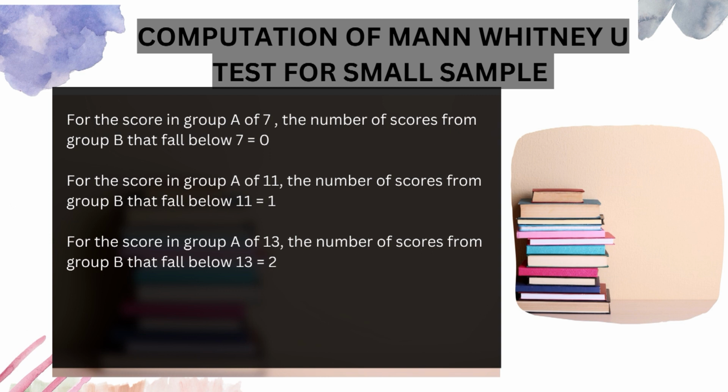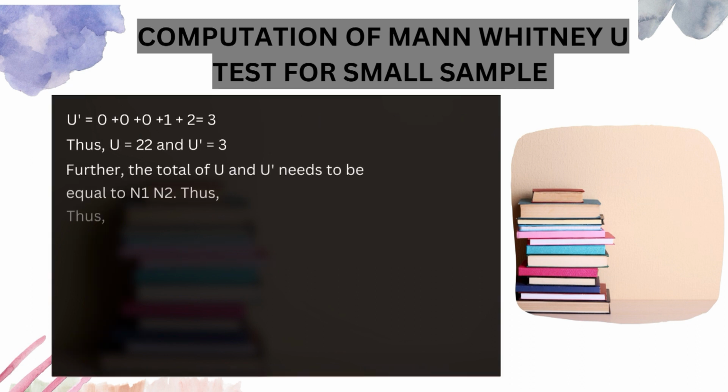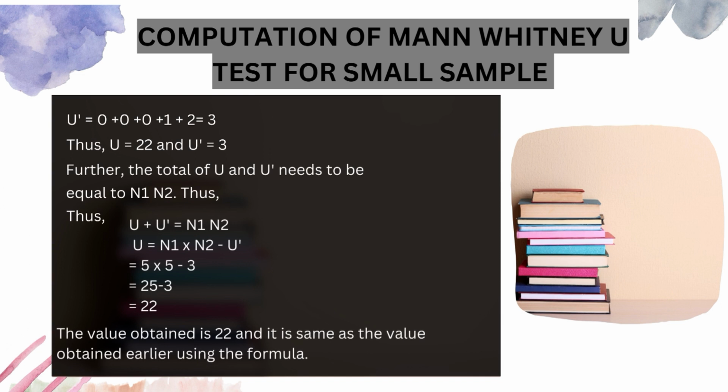For the score in group A of 13, the number of scores from group B that fall below 13 is equal to 2. So, let us compute U dash, and the total value would be 0 plus 0 plus 0 plus 1 plus 2, which is equal to 3. Thus, U is equal to 22 and U dash is equal to 3.